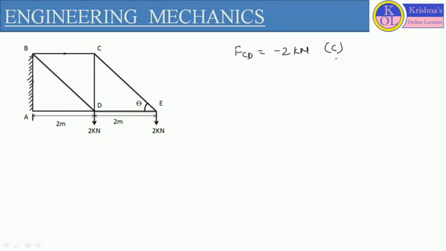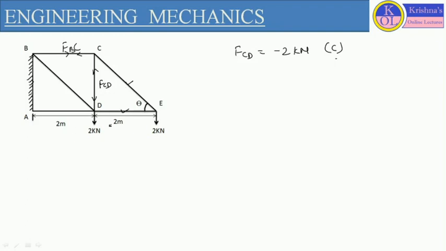So now we have these two forces also. This force FBC is known, and this force is tensile. FCD is compressive, so FCD will be 2 kilonewton in compressive. So here we have known forces. How many known forces do we have? FCE, FDE, FCD and FBC. Now we have 4 known forces.